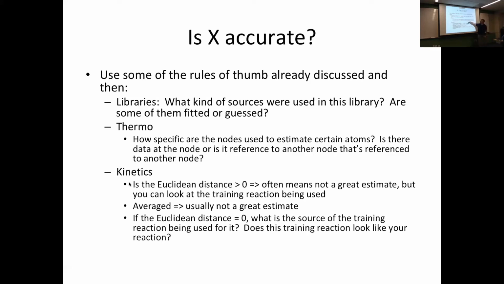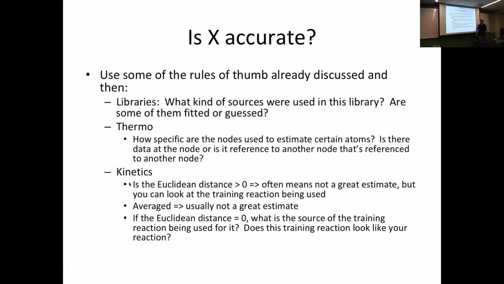So for libraries, first take a general look at what the sources of this library are. Is it experiment? Is it high-level calculations? Does it have guesses, or is it a mechanism where it might have guesses in it, or have the values been fitted in that paper so they aren't the actual real values? Specific to group additivity and rate trees, for Thermo, how specific are the nodes used? Is there data at the specific node that it reaches, or is it going through a whole bunch of references? If it's going through a whole bunch of references, that suggests it's a less accurate estimate.